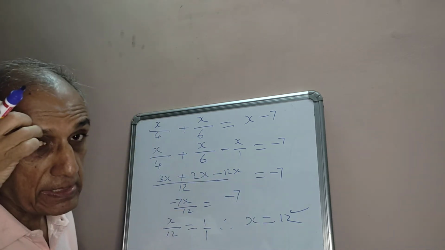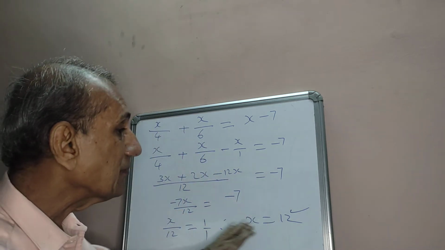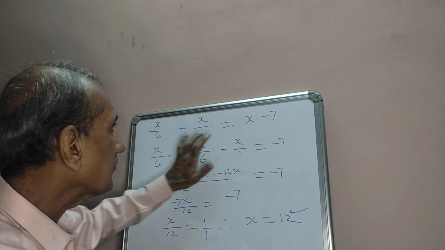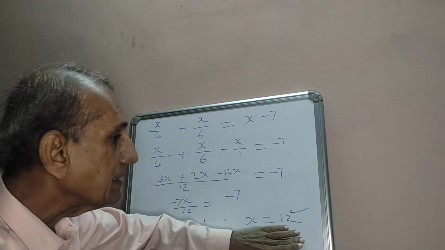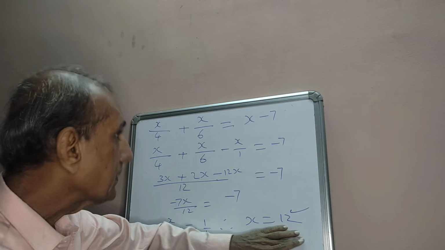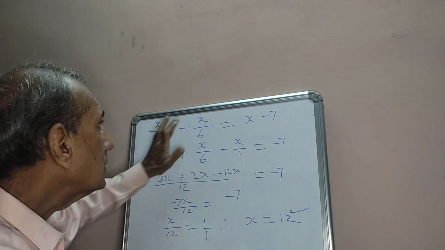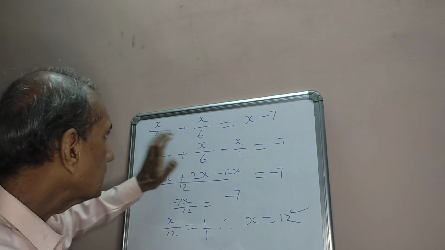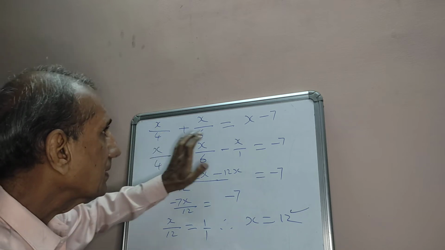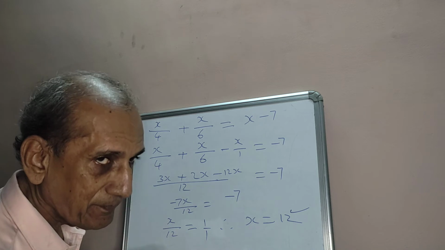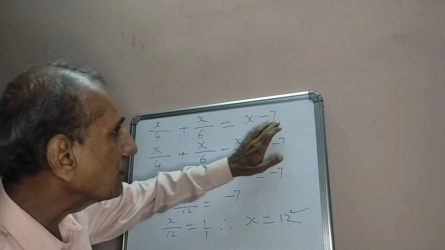You can again cross check. Substitute the value of x is equal to 12 in the original equation. It should satisfy. Then only you can say that your answer is correct. Check. So 12 by 4 is what? 3. 12 by 6 is what? 2. So 3 plus 2, 5. And here 12. 12 minus 7 is what? Again 5. So you get 5 over here and 5 over here.